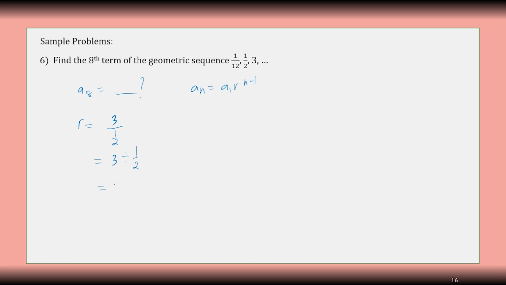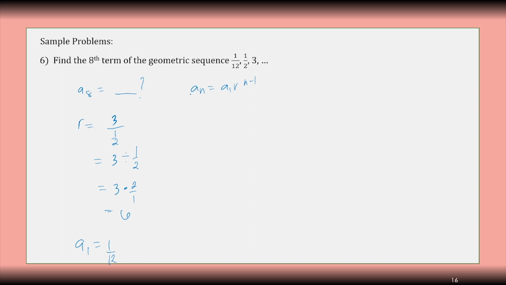Then, pag fraction, ang ginagawa natin is hinahanap natin yung reciprocal, then change the operation to multiplication. So, times reciprocal natin. So, 1 half is 2 over 1. Then, 3 times 2 is 6. Divide 1, eh 6 pa rin sagot natin. So, common ratio natin is 6. Next, the a sub 1 is 1 over 12. So, pwede na tayo mag-substitute.